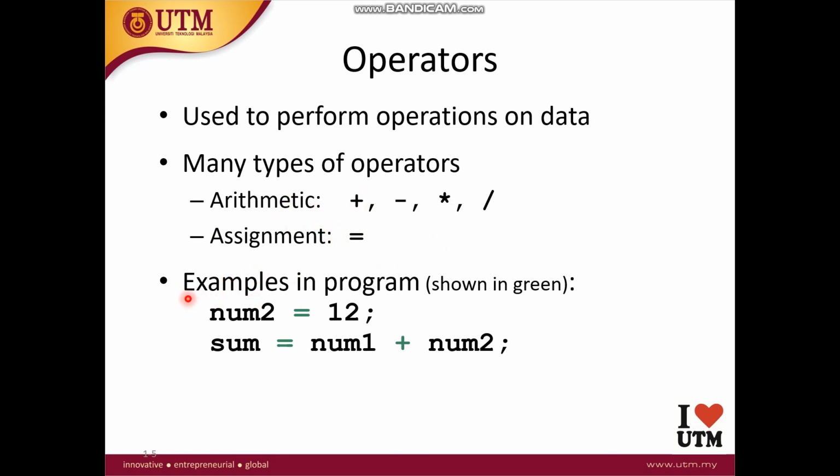For example, here we have some example in a program. We can say num2, which is a variable, equals 12. We are going to talk about variables in the upcoming lectures. And sum equals num1 plus num2. Look, this is an assignment, this is an operator, this is another one, this is an addition operator. All those three things are called operators inside a program. So you can use operators inside each program you are writing.